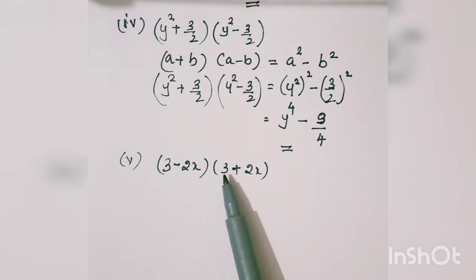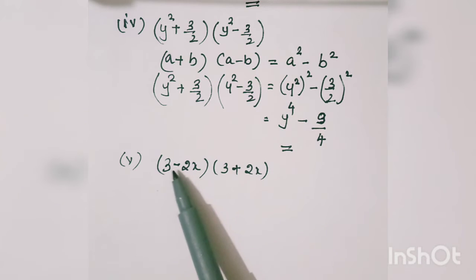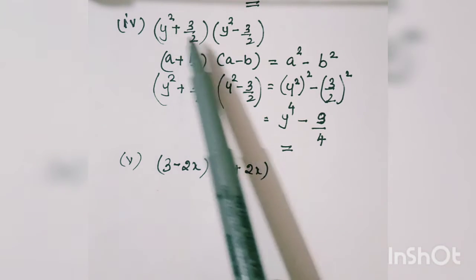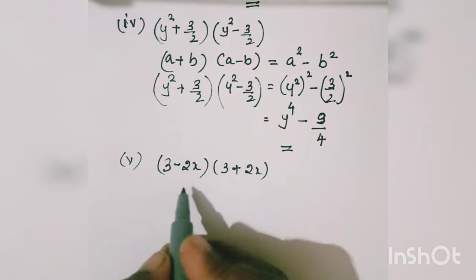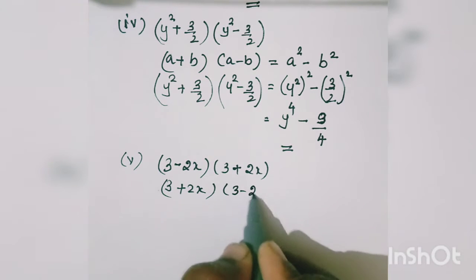Here you have 3, here also you have 3. Here you have 2x, here also you have 2x. Here it is minus, but here it is plus. So here first you will have plus and then minus. If you want, now you can rearrange it. So we will write this as 3 plus 2x and 3 minus 2x.